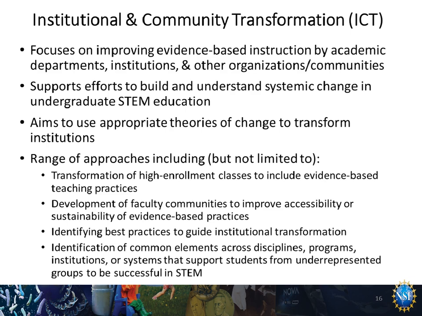So the other track, the second track in IUSE, is the ICT, Institutional and Community Transformation track. This track has an emphasis on systemic change that can be measured at either the department level, the institution level, or even, I'll say, a multi-institutional level, or across organizations or communities. So when you think about the ICT track, you're really thinking about systemic change, right? Across a large group of people. That's how we want you to differentiate between the two tracks.